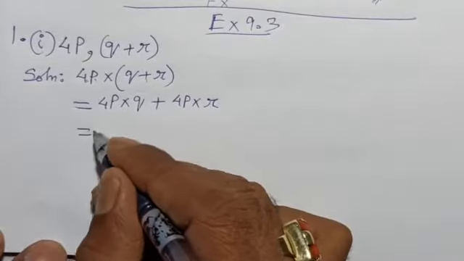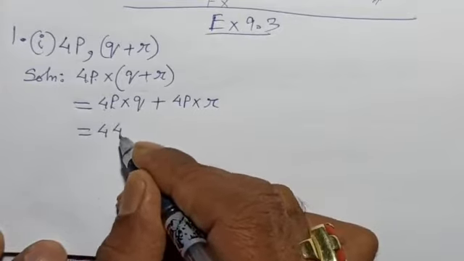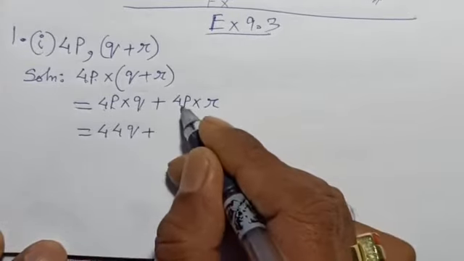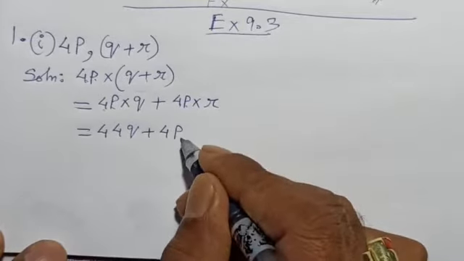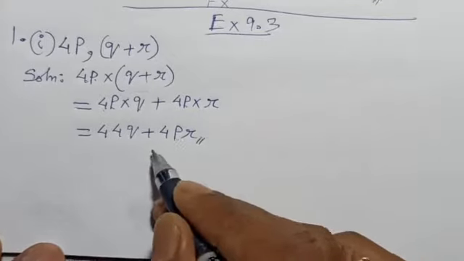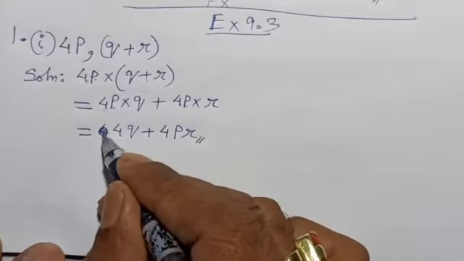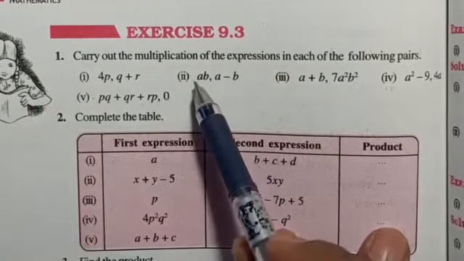Then first number is 4. If p and q are multiplied, we'll get 4pq. Then plus sign, the first number is 4. If p and r multiply, then we'll get 4pr. Here it is over. I hope you can understand that. Roman number 2 is the same.